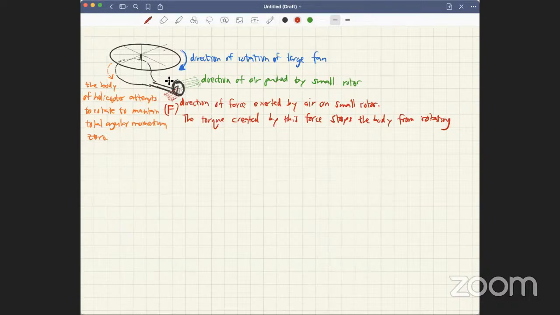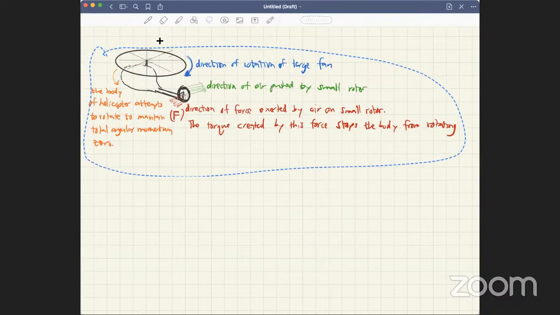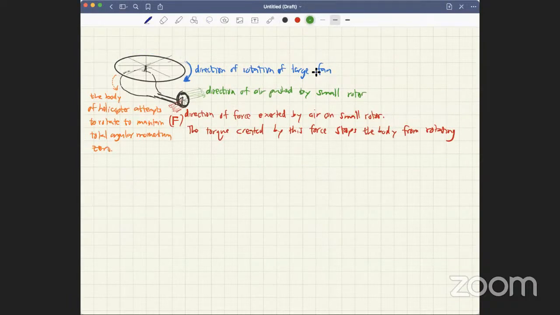Okay, the diagram also came out really well. I think that is more than enough, people. So this is the importance of the small rotor to maintain stability. I'll put it as a note: Importance of small rotor to maintain stability.